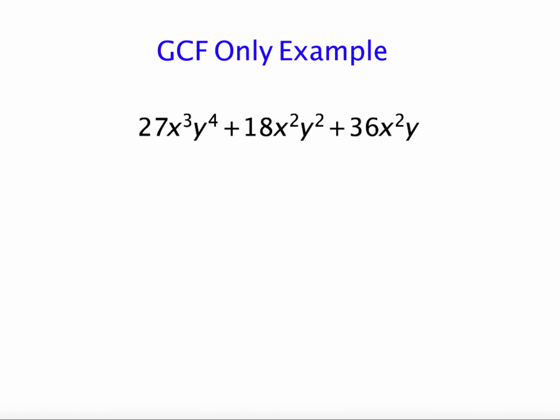this problem. 27x to the third y to the fourth plus 18x squared y squared plus 36x squared y. When you are asked to factor out the GCF of a polynomial, you are looking for the GCF, or the greatest common factor of the terms. So the greatest common factor that the terms share. In this case, we have a trinomial, 3 terms. So we're looking for the common factors of these 3 terms.